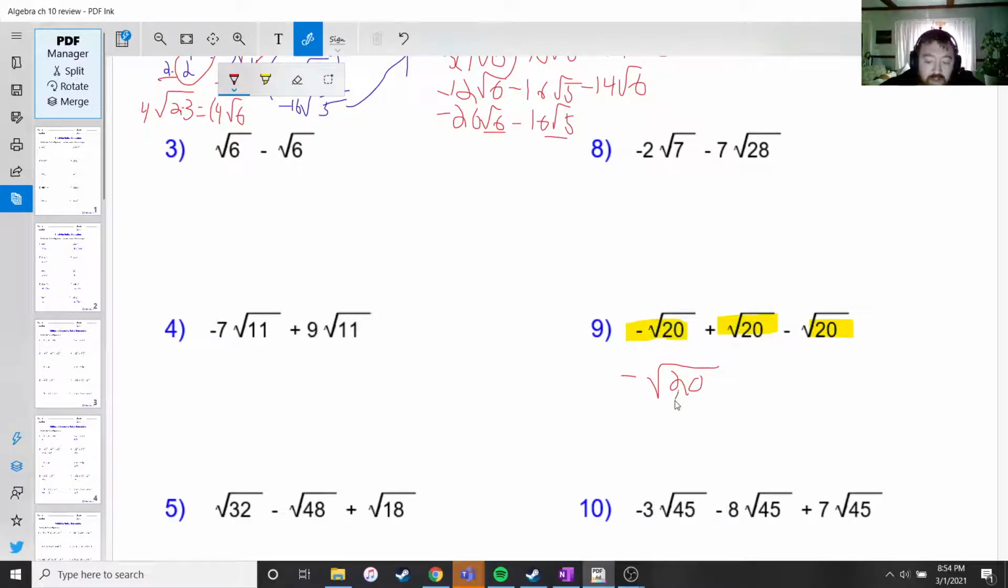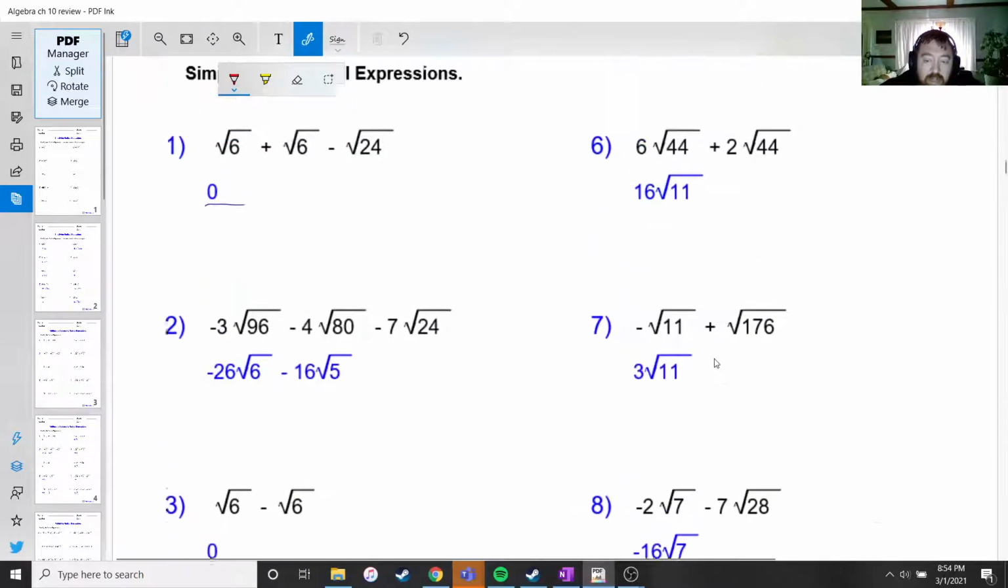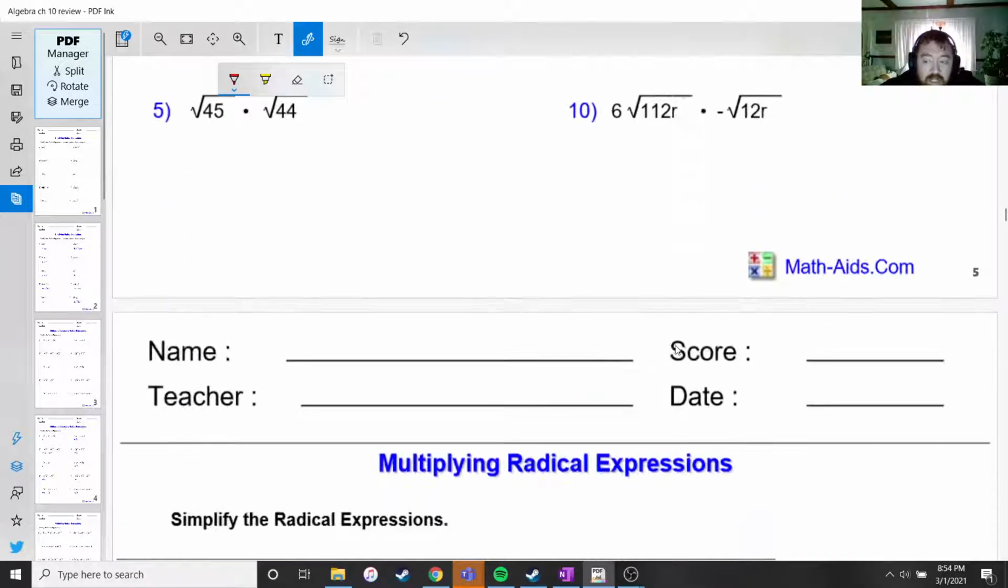Now can we simplify this? We got 2 times 10, 5 times 2. Now we got a pair here, so let's put it on our outside. So we're left with negative 2 radical 5. And if you look at here, that's exactly what we got. So it's nothing too crazy.